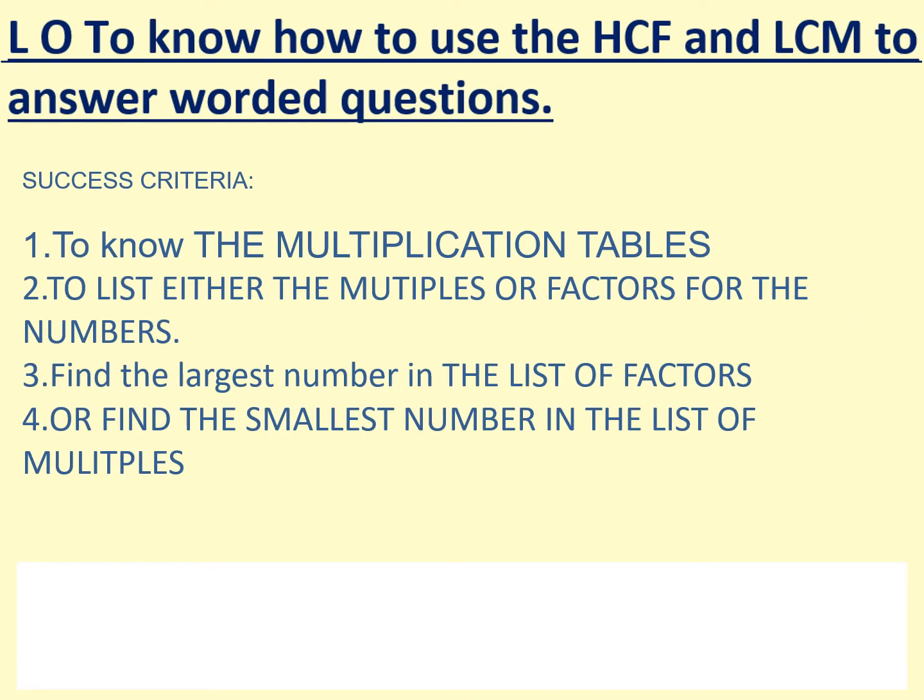Success criteria. You need to know your multiplication tables. You need to list either the multiples or factors for the numbers and then find the largest number in the list of factors or find the smallest number in the list of multiples.